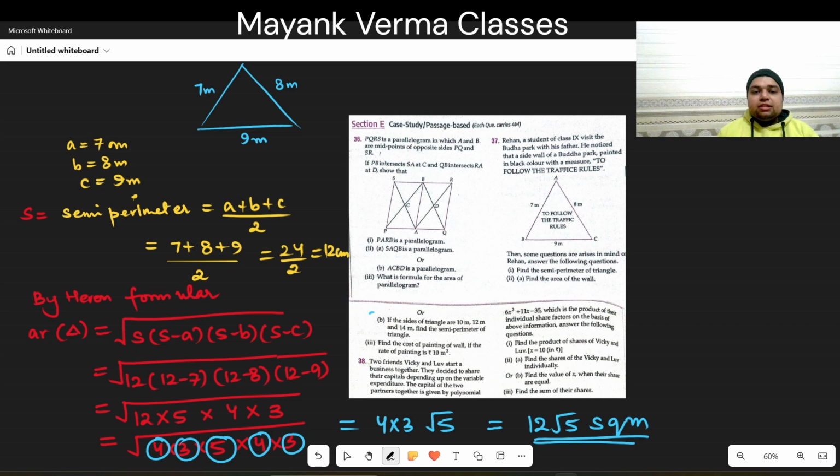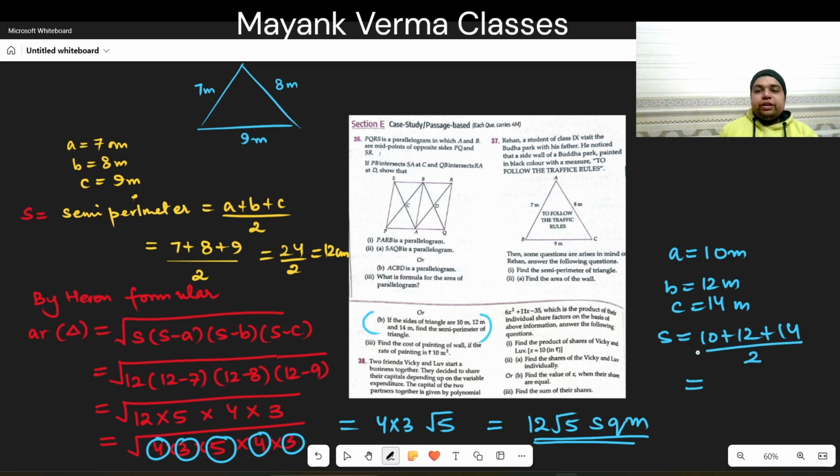Now it is saying this OR part, if the sides of the triangle are 10, 12 and 14, find the semi-perimeter. Now A is 10 meter, B is 12 meter and C is 14 meter. In that case, semi-perimeter will be 10 plus 12 plus 14 upon 2, right? So 10 plus 12 is 22, 22 plus 14 is 36. So 36 by 2 will be equal to 18. 18 meter will be the answer for this OR part. Okay. Let's see the next question.